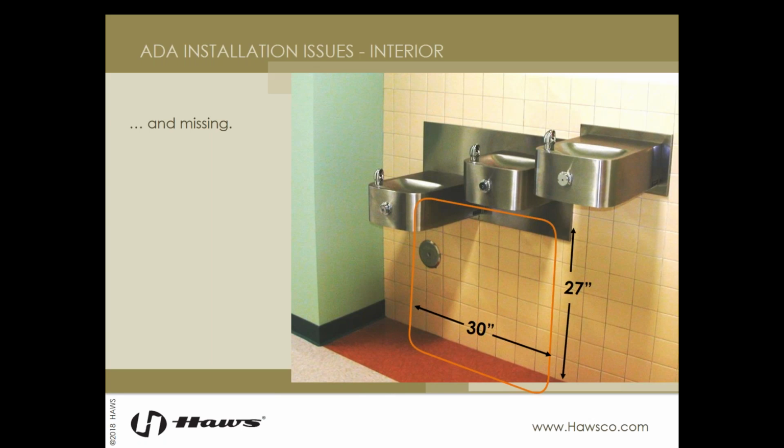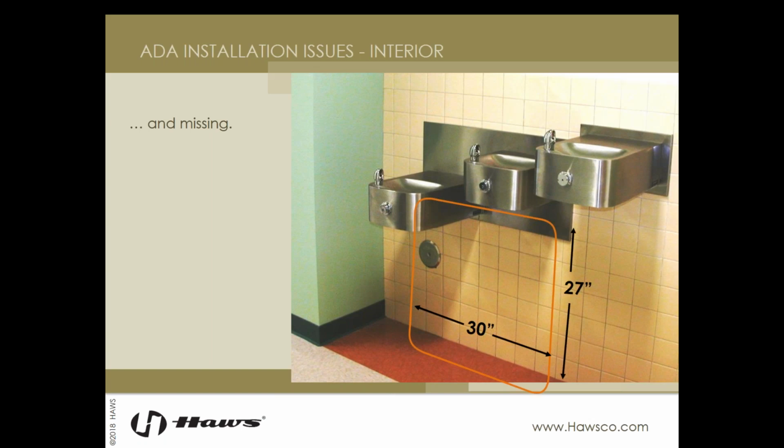Now the low child fountain is impeding into our 30 by 27 inch clear space under the wheelchair fountain, as you can see by the box on the screen. And since it's a short fountain, even if somebody managed to squeeze in there with a wheelchair, they may not be able to reach the bubbler head since it's not protruding very far from the wall.